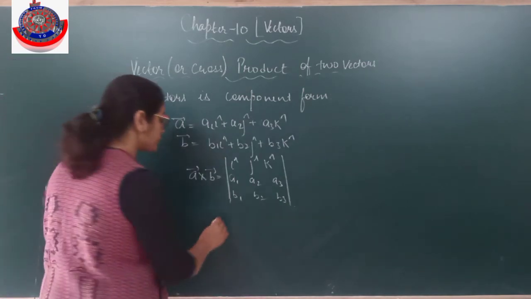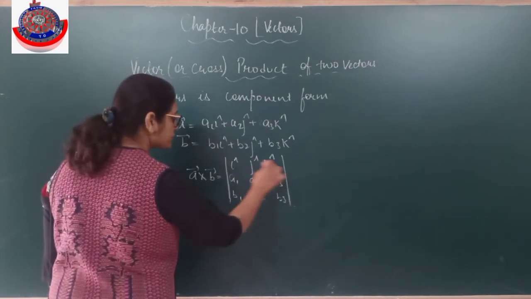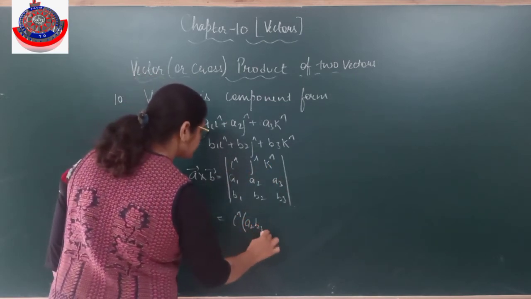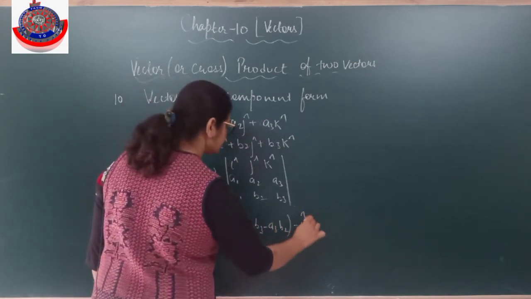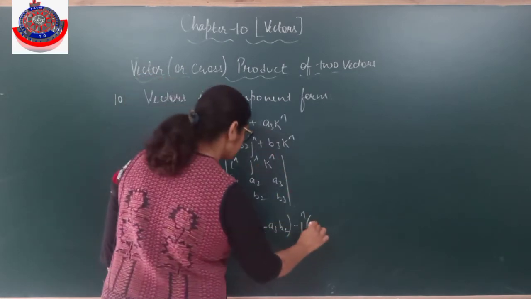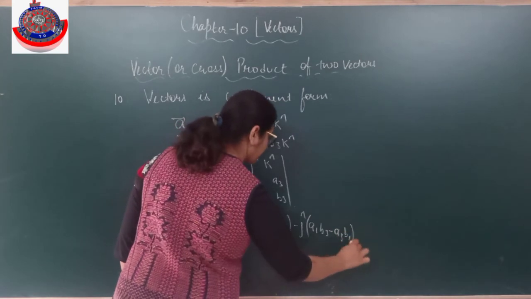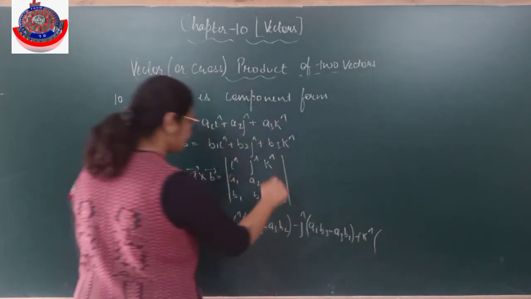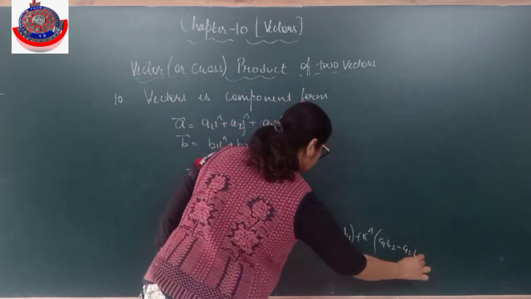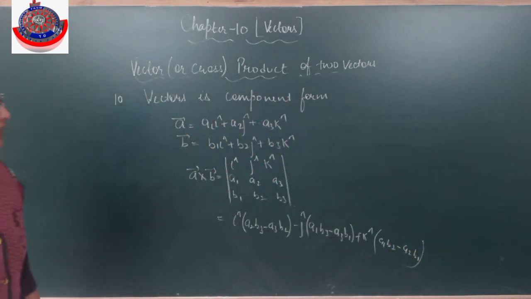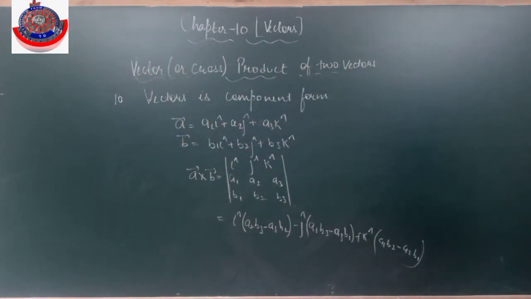We know how to find a determinant. First vector positive, negative, positive. I leave this row, leave this column. Positive, negative. Leave this, leave this. K cap, positive, leave this, leave this. Clear? This way we are going to find out the vector product when the vectors are given in component form.